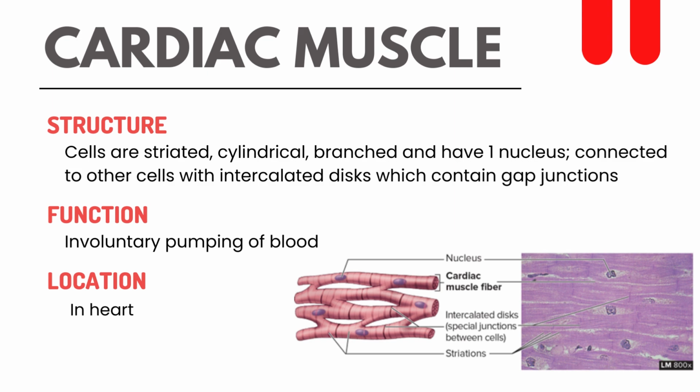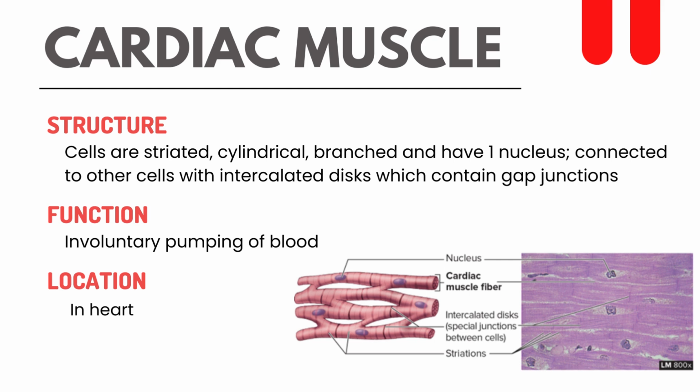Cardiac muscle is the second type of muscle we will look at. Cardiac muscle cells are striated as well. They are cylindrical, but they are branched and have one nucleus per cell. They connect to other cardiac muscle cells via these structures called intercalated discs. These intercalated discs appear as a darker striation. In those discs, they have gap junctions, which allow one cardiac muscle cell to communicate with another cardiac muscle cell by allowing ions to pass through it freely.